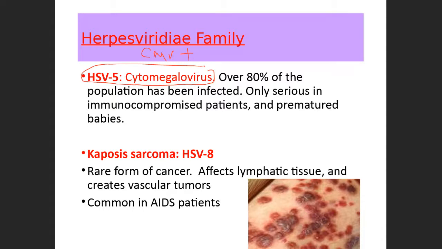Kaposi sarcoma is one that causes cancers of the blood vessel. It is a very, very rare form of cancer that typically affects men of Mediterranean descent who are over 60. It's a type of cancer that most physicians never see in their entire careers.